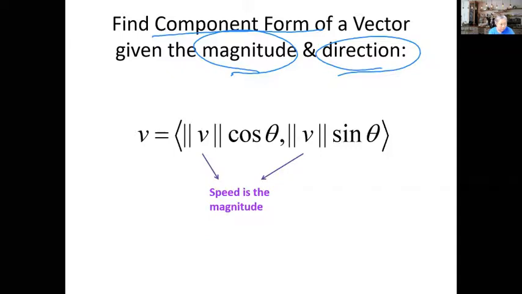So this magnitude will be used as a speed, airspeed or ground speed, once we go further with application problems in the next section, and you will see the magnitude will work as a speed. It could be airplane speed or boat speed or car speed that we're going to figure out in the application word problems later.